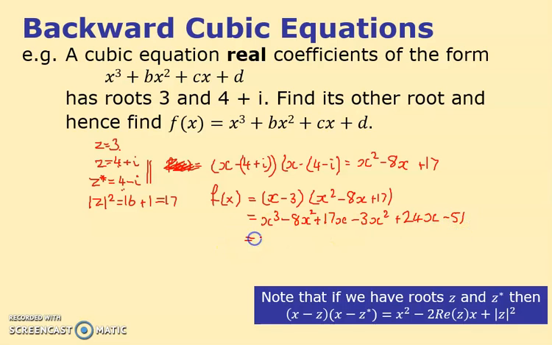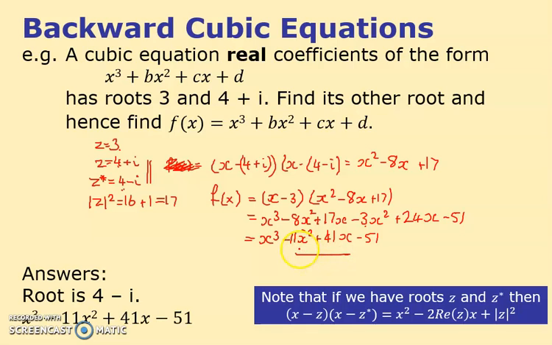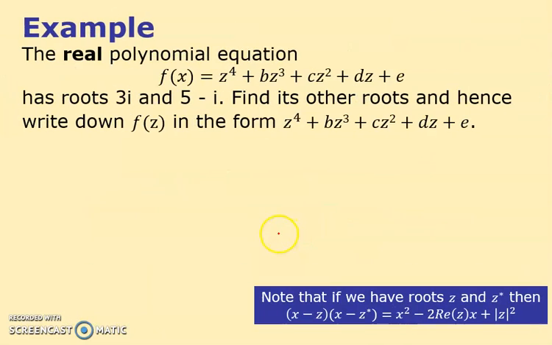And so when I simplify this, I get x cubed. Those two give me minus 11x squared, according to me anyway, plus 41x minus 51. No idea if that's right. Certainly looks right. Good. And I think I might have time just to show you this last example.